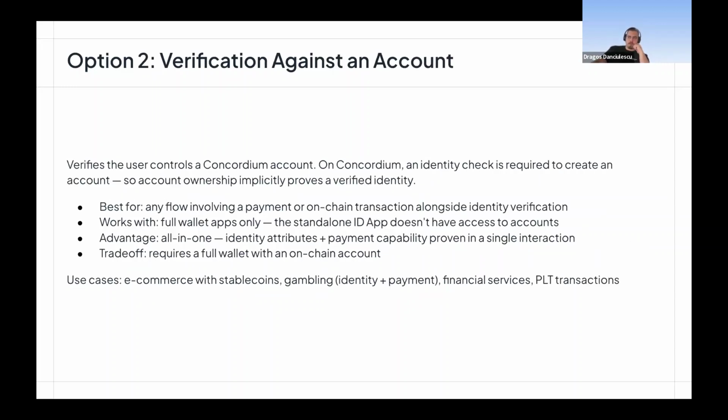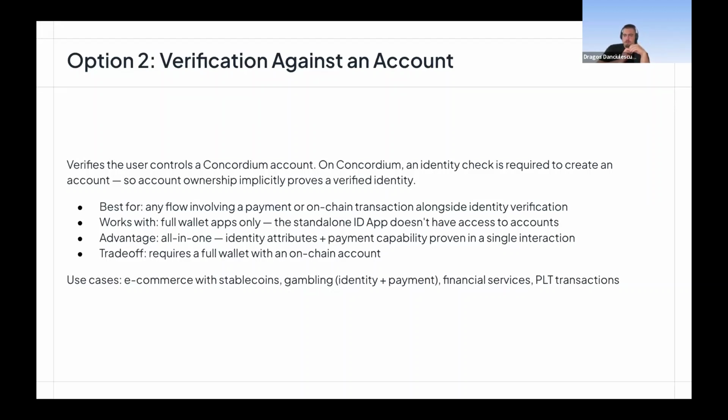Option two, we have verification against an account. So this will actually verify that a user controls a Concordium account. In order to have an account, you still need to do an identity check anyways. So this implicitly will prove a verified identity. So this is basically one step above just verification against an identity. It's best for any flow that will involve an actual payment or an on-chain transaction alongside identity verification. So if you're providing a service or a product that is going to be paid, this would be best.